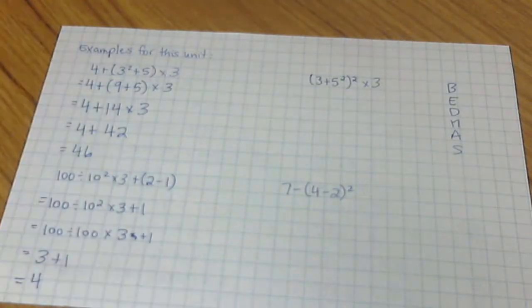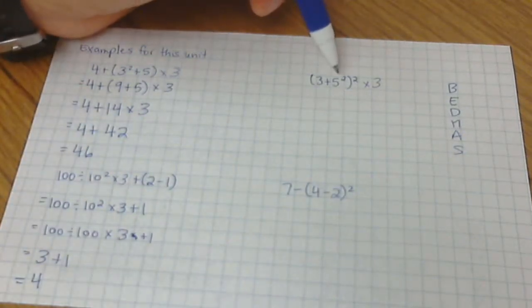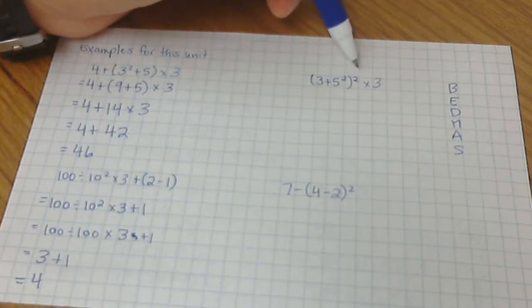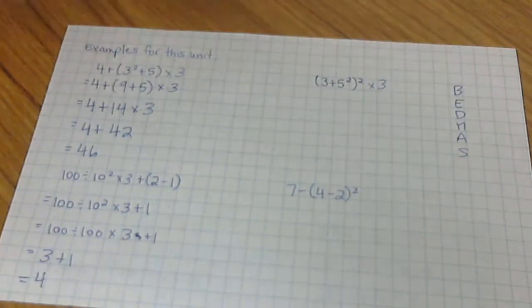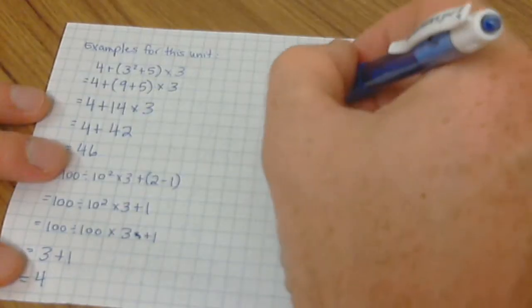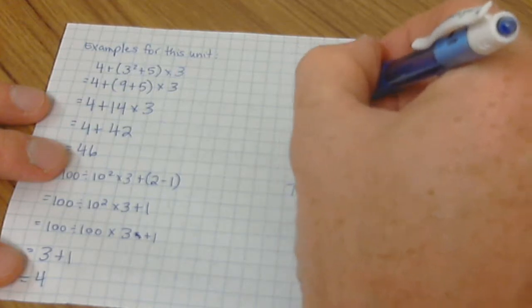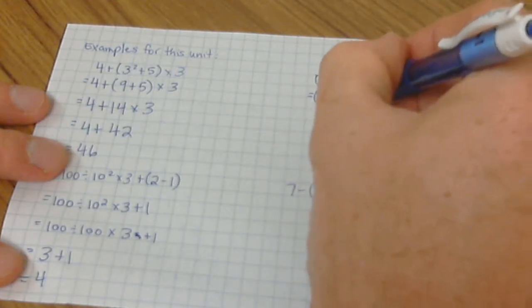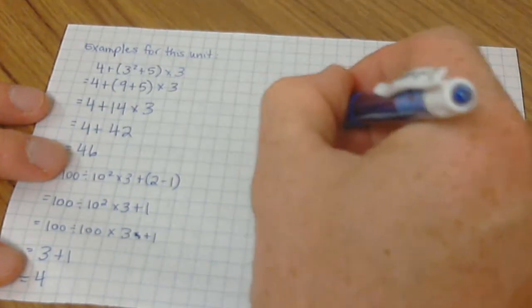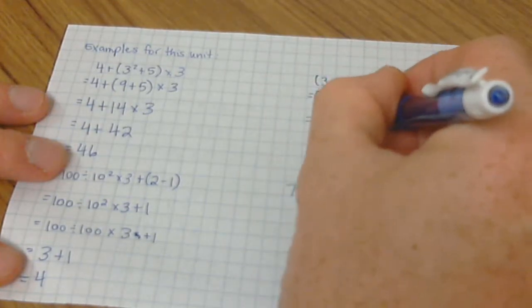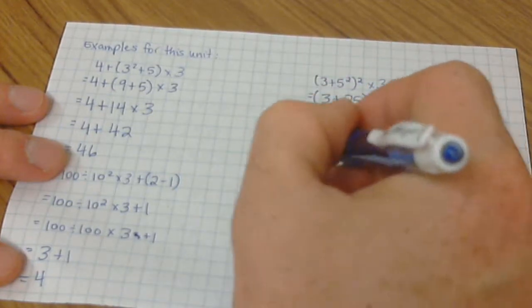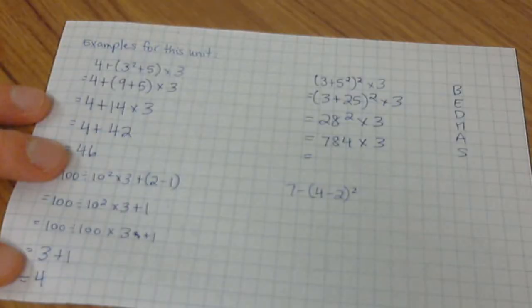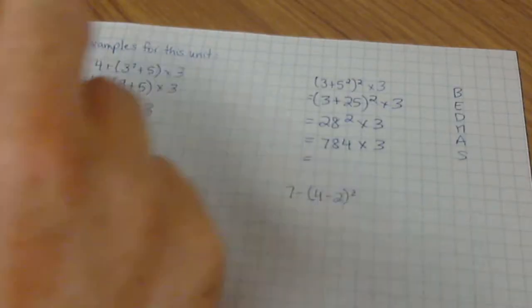Now this is an interesting example, because essentially what we have here is an exponent inside the bracket, and then there's an exponent outside the bracket. We need to do the stuff inside the brackets first, because that's the first rule there. And so this is what it's going to look like. So it becomes 3 plus, and then 25, not 10, squared times 3, which equals 28 squared times 3, which equals 784 times 3.